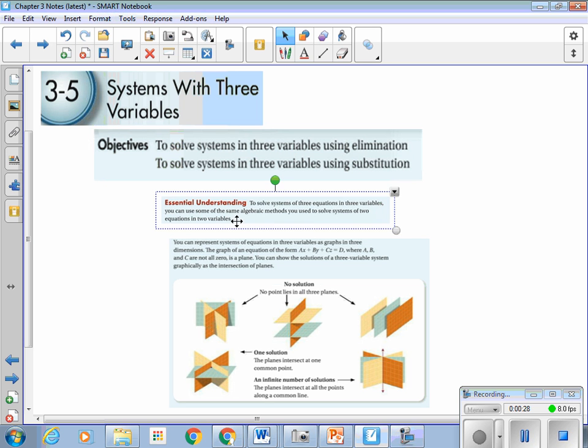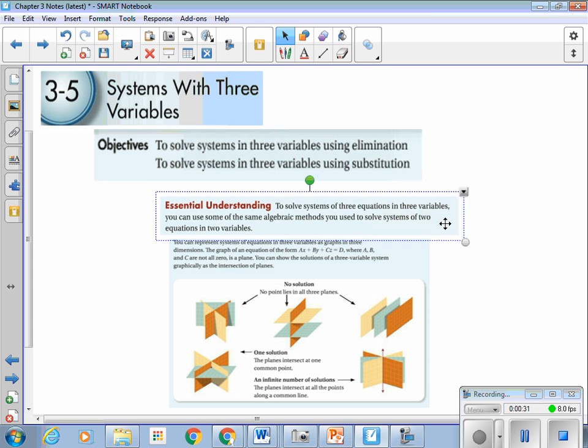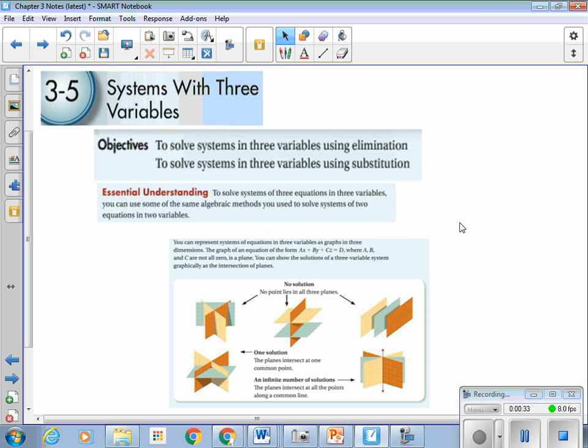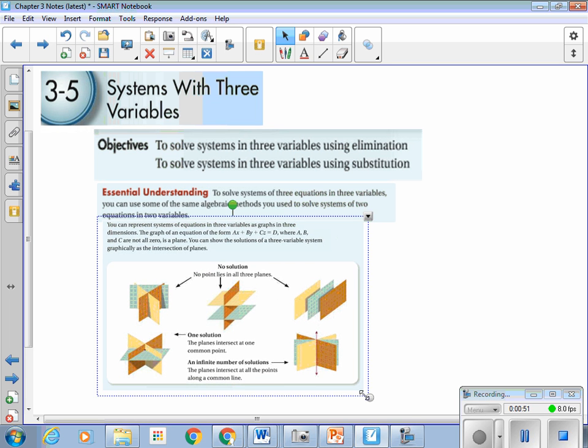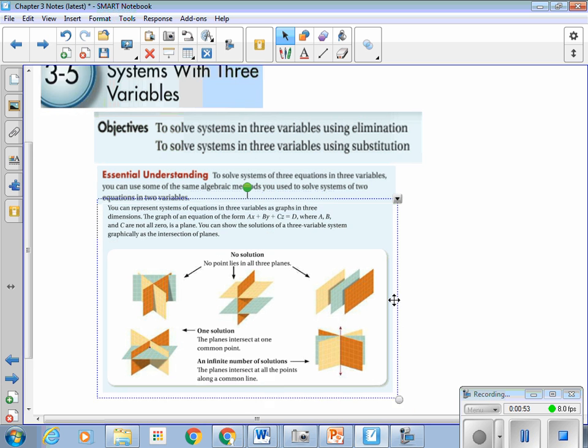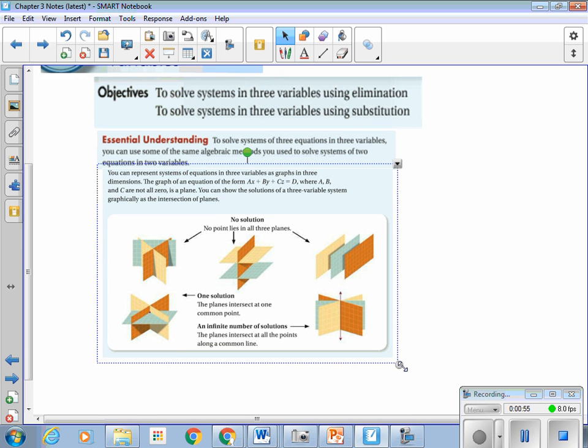Do not write this on your paper, just listen. Solve systems of 3 equations in 3 variables. You can use some of the same algebraic methods that we use to solve systems of 2 equations in 2 variables. So we're going to use the same methods. It's just going to have one more dimension. So we're going from 2 dimensions to 3 dimensions.